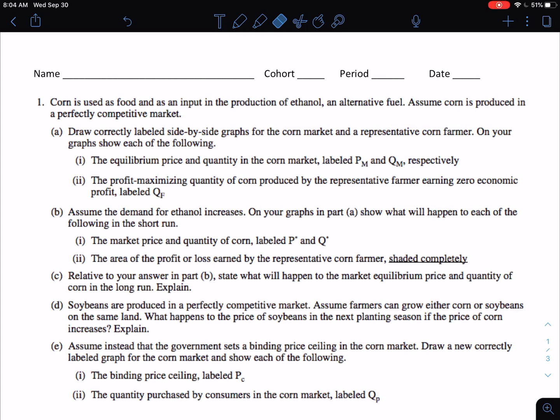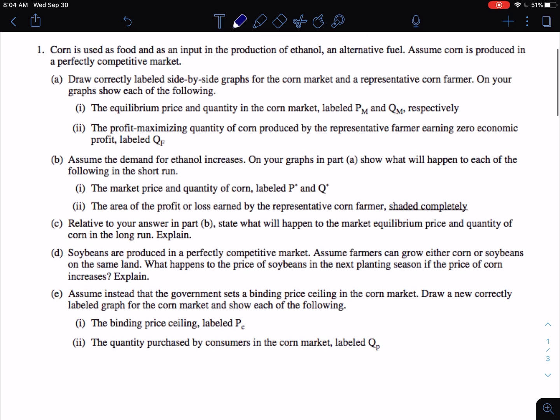Okay guys, this is a long FRQ, so let's go through it. Notice that we're talking about the market for corn and how it's used for ethanol, which is an alternative fuel. It's in a perfectly competitive market. That, of course, is important.